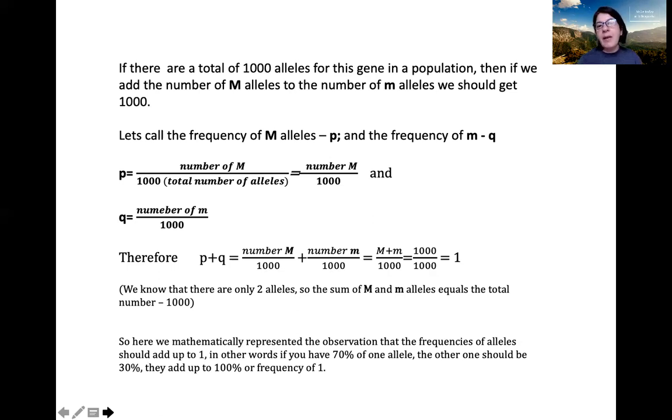So this explains why when we add the frequency of the dominant allele to the frequency of the recessive allele, assuming we only have two alleles for this given gene, we should get 1. This is a very important equation: P plus Q equals 1, always, no matter what. Here we mathematically represented the observation that the frequency of alleles should add up to 1. In other words, if you have 70% of the dominant allele, then the recessive must be 30%, because it has to add up to 100%.